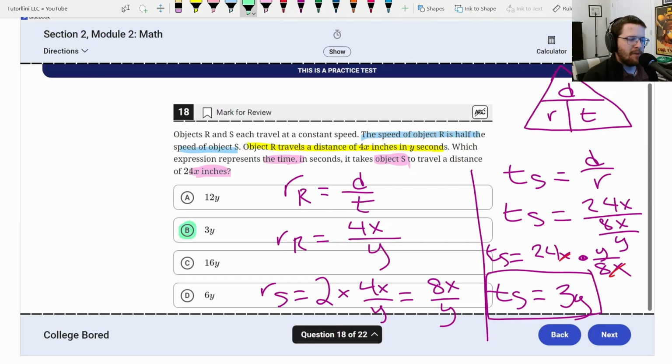This might have been harder, but perhaps another thing you could have done is come up with some numbers for x and y, and then use those to come up with the speed. Maybe you could have made x 6, and then you could have made y 2 or something like that. And you could have just done all the calculations with tangible numbers and then guessed and checked. That's another way you could have done it. Great, let's keep going.